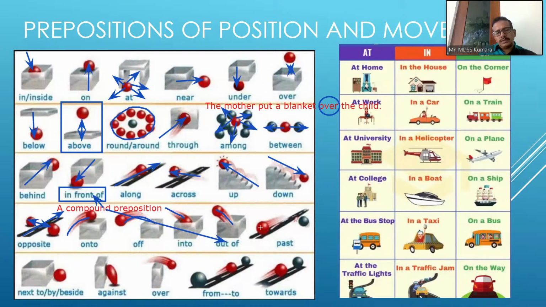And this movement is past. When we are passing something, the preposition we use is past. This position is next to, by or beside. Next to is a little similar to near, but kind of more specific. Next to means joining, as the next building.